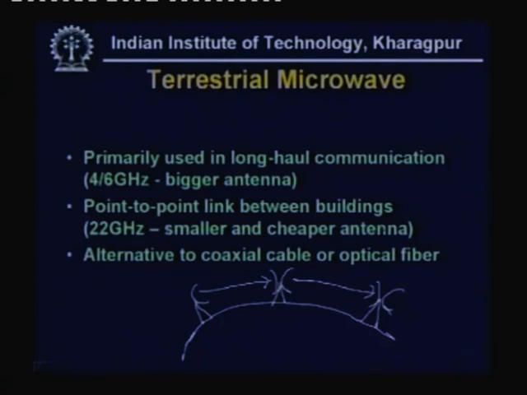Not only this type of communication, you can also have a point to point link between buildings. In this case, you can use a higher frequency so that the antenna size is small; a 20 gigahertz antenna will be smaller in size and cheaper in cost. This terrestrial microwave can be used as an alternative to coaxial cable and optical fiber. As you know, coaxial cable and optical fiber are also used for long haul communication in telephony. Instead of using them, one can use terrestrial microwave.